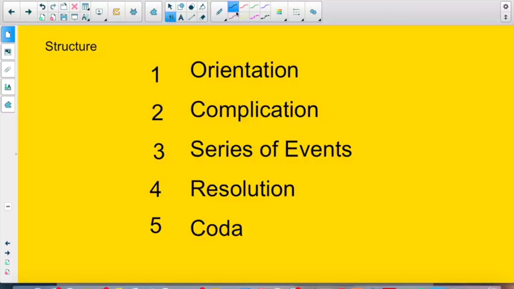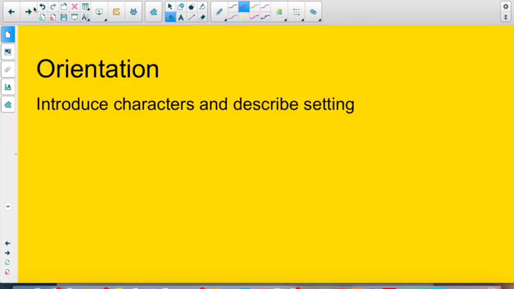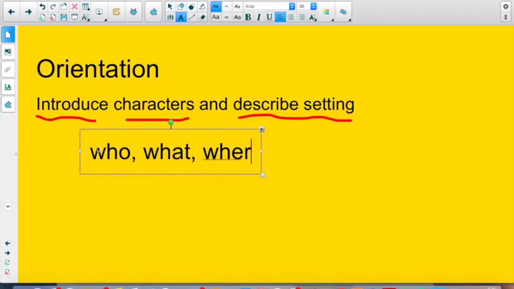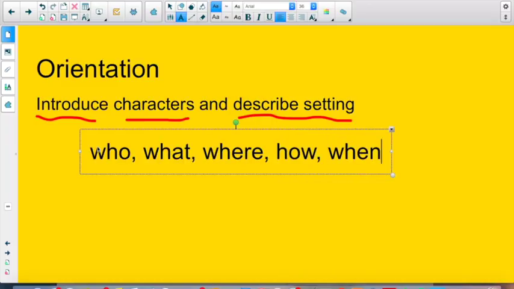Where's my pens? There they are. Good. Let's have a look at what's in them, shall we? Right. So the orientation basically introduces characters and describes the setting. So that's going to be things like who, what, where, perhaps how, and when. Does that make sense?